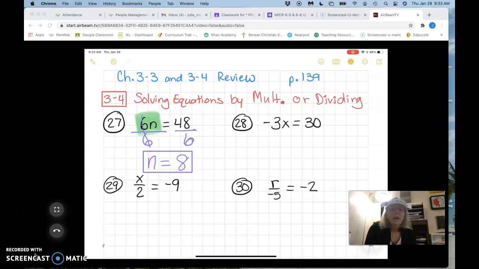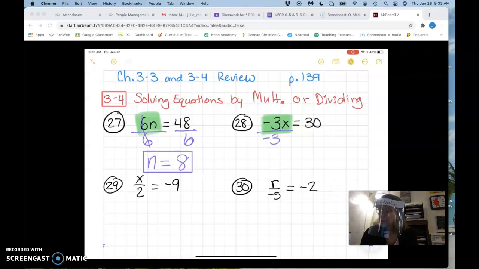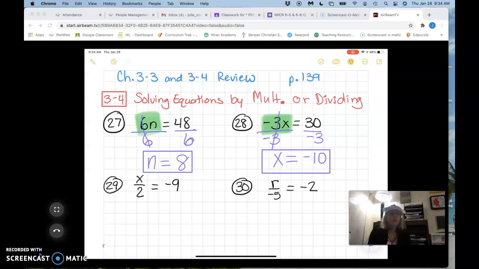Okay. So on number 28, let's do the same thing. Let's look at what's happening to the variable. So we're going to do the opposite, which is division. This time, make sure you divide by the negative 3, okay? If there's a negative there, it has to go with the number. And whatever I do to one side, that's right. X equals negative 10, because 30 divided by negative 3 is going to be a negative 10.